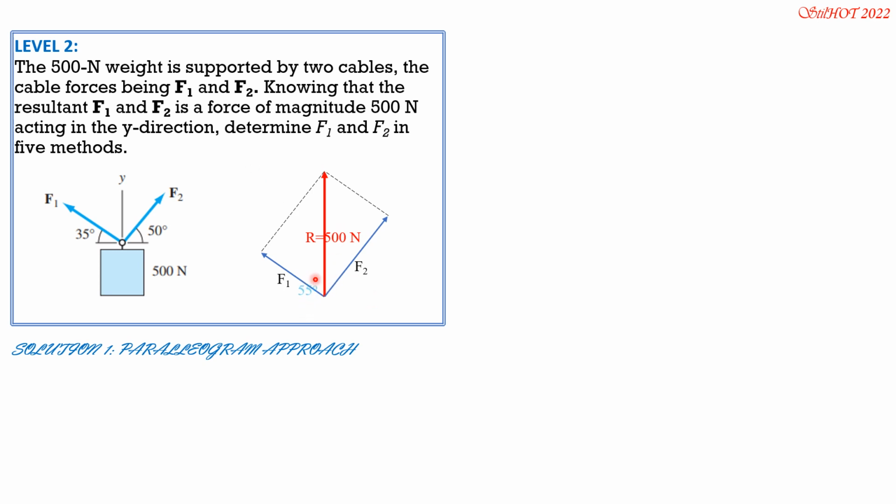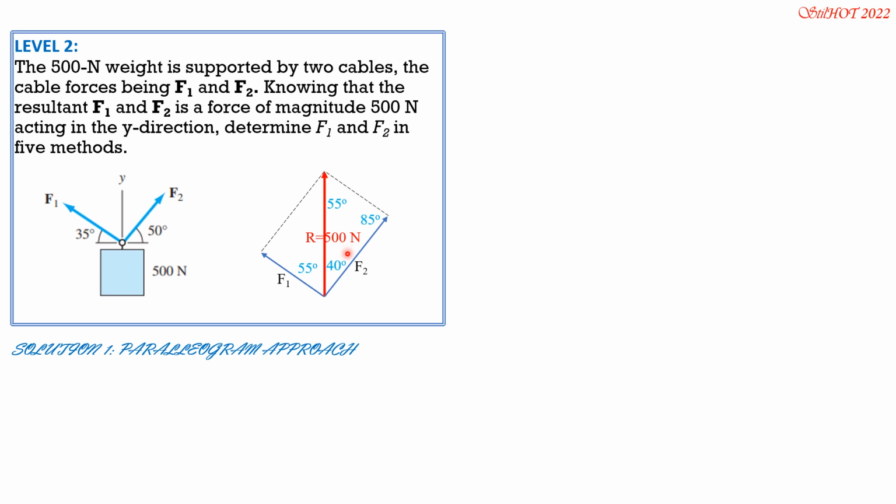So this is 55 degrees and this is 40 degrees, 90 minus 50. Therefore 55 plus 40 is 95, so this must be 180 minus 95, 85 degrees. This is also 55 degrees, 180 minus 40 minus 85, equal to this angle. This is 40 degrees, equal to that angle. Remember the property of a parallelogram.